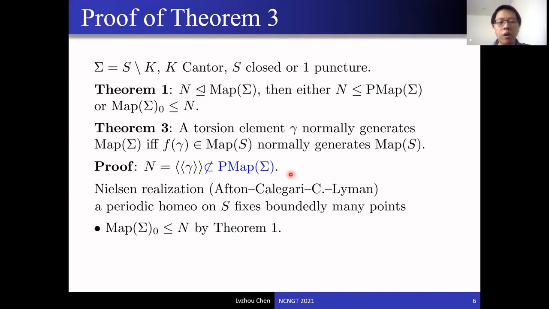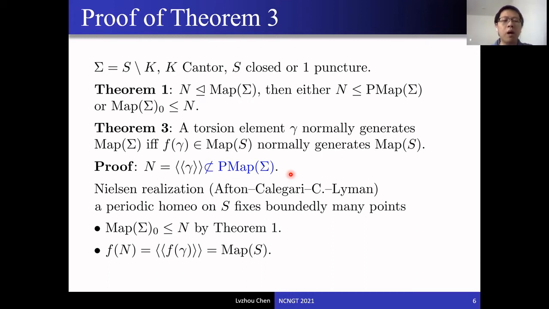Now, to show the normal closure to be the entire big mapping class group, you just need to verify that its image under the forgetful map is the entire ordinary mapping class group. But it's easy to see that the image is exactly the normal closure of the image of gamma, which by assumption is the entire ordinary mapping class group. So this completes the proof of theorem 3.